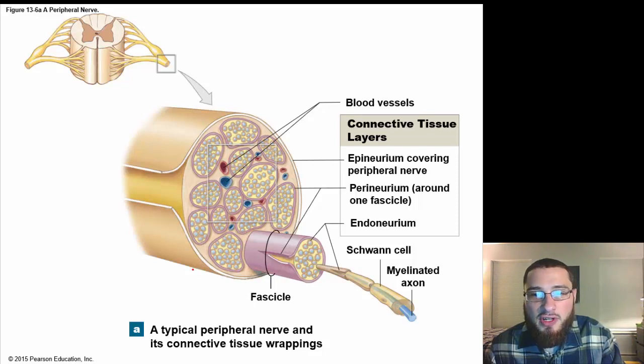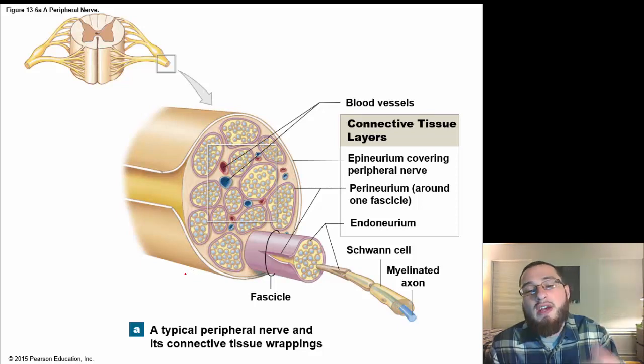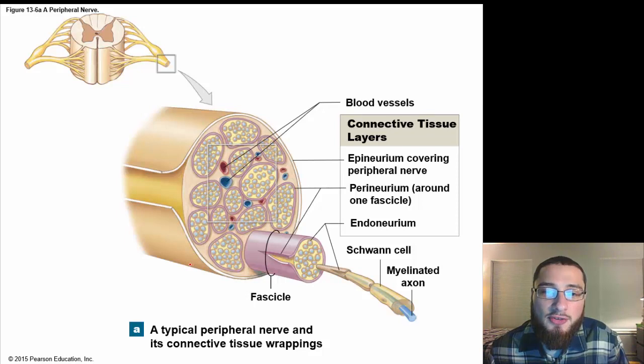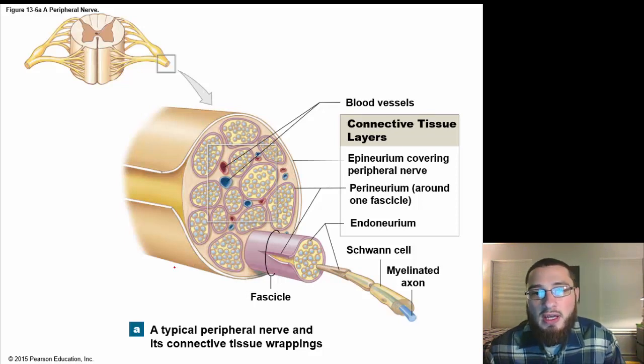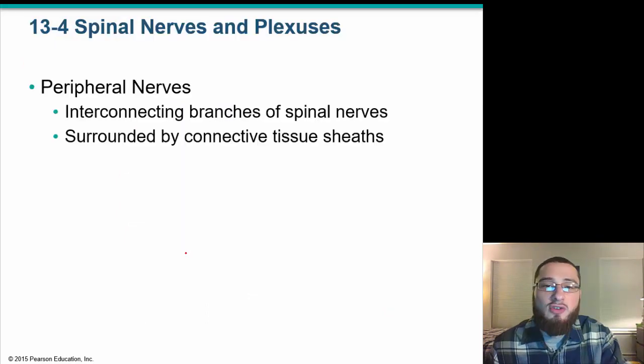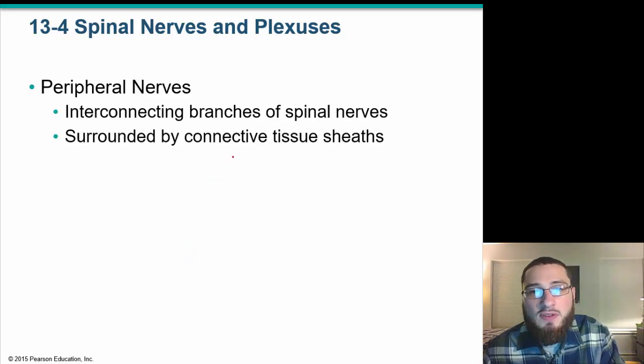This shows you a diagram of how it is broken up, similar to how we talked about muscles and how they are broken up with the epimysium, perimysium, and endomysium. Well, here we talk about the epineurium, the perineurium, and the endoneurium. Peripheral nerves are interconnecting branches of the spinal nerve, surrounded by connective tissue sheaths.